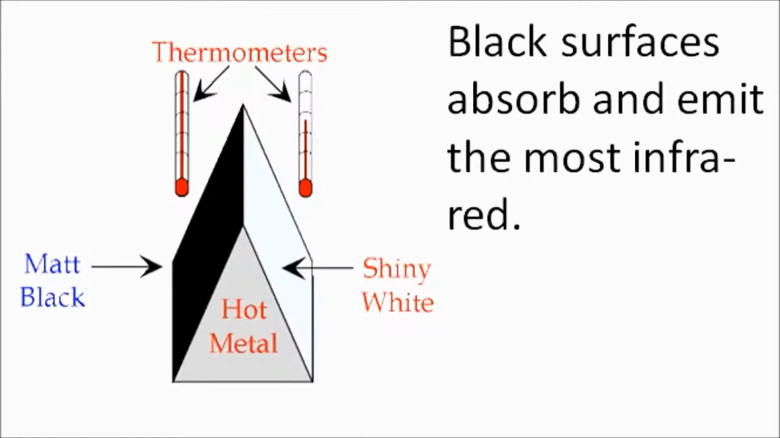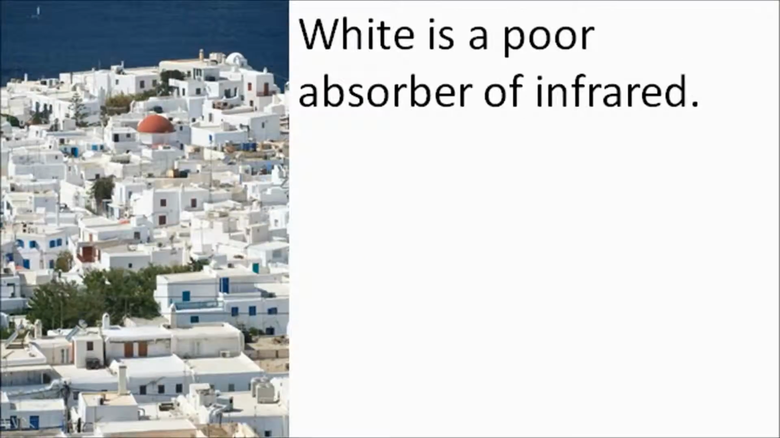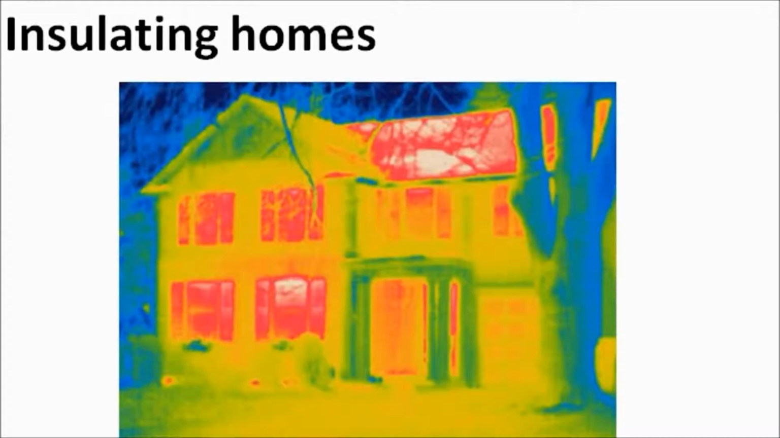Shiny or white surfaces are generally best at reflecting infrared, and this is probably why lots of houses in very hot countries are painted white, to reflect that infrared and cool down. Now, let's talk about insulating homes.